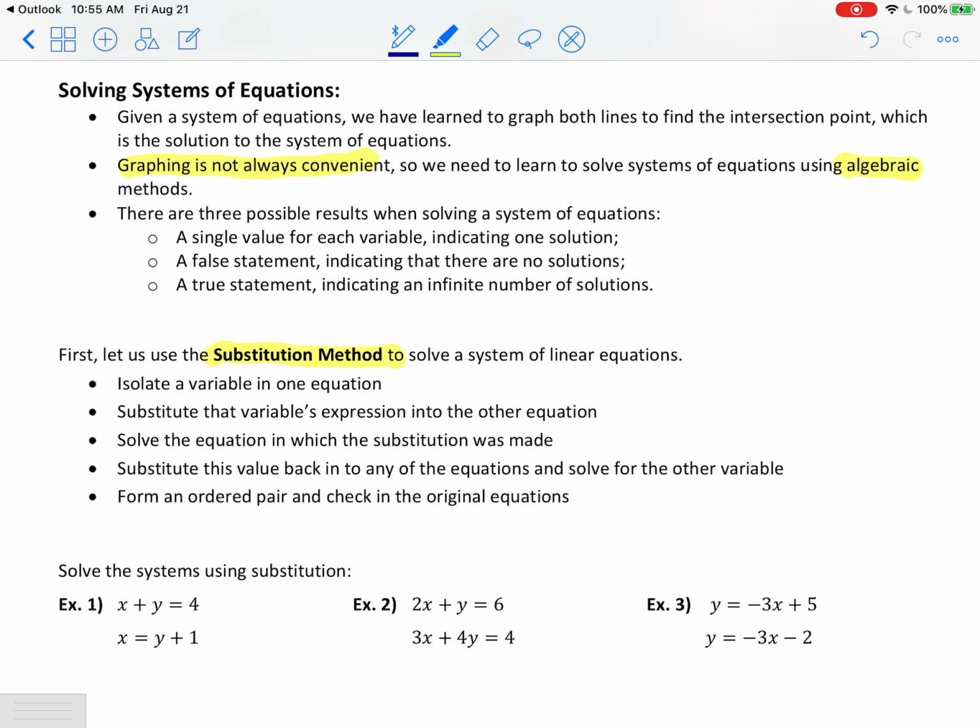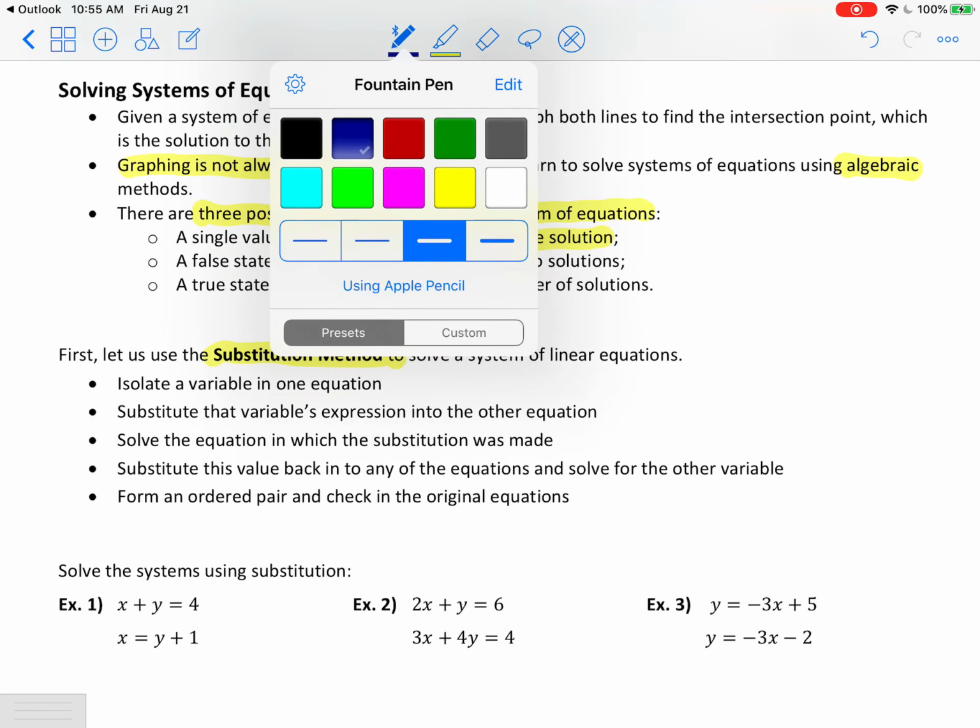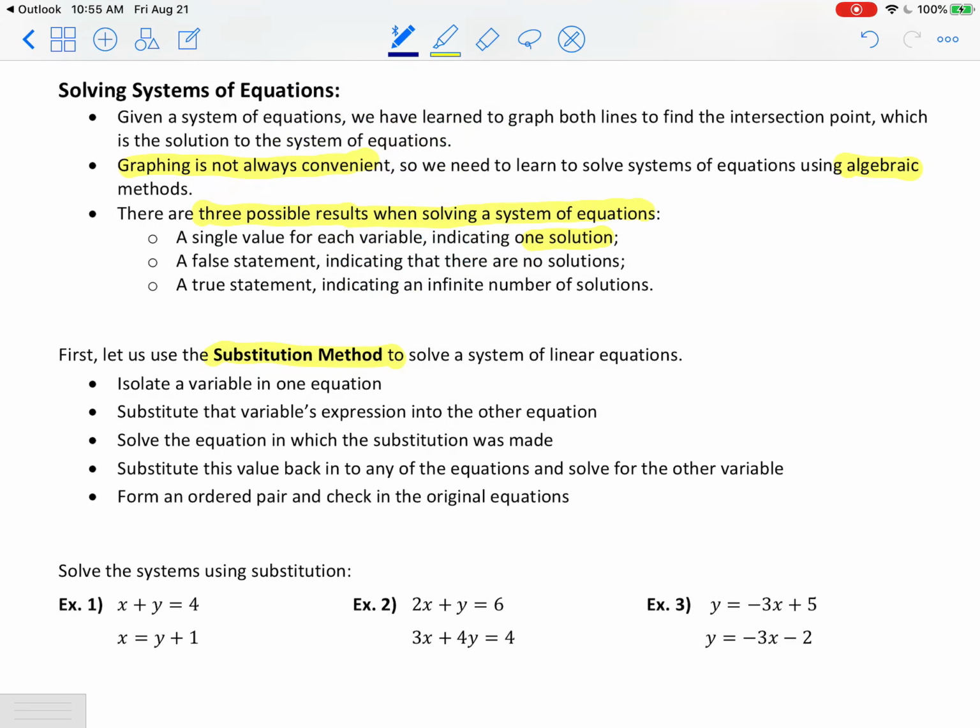I'm going to jump back up here for just a moment, just to remember that we have three possible results when we're solving systems of equations. We have one solution, where the lines would actually cross. So we'd have one line go in one direction, maybe another line go in this direction, and we'd have that intersection point. So there's our one solution.